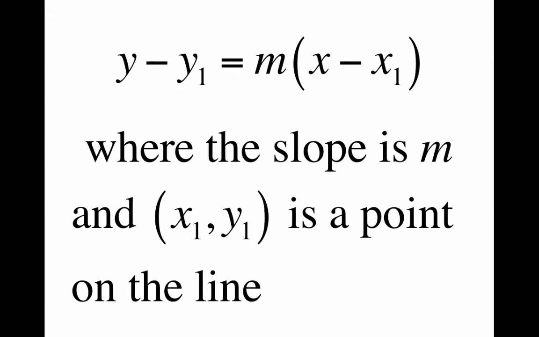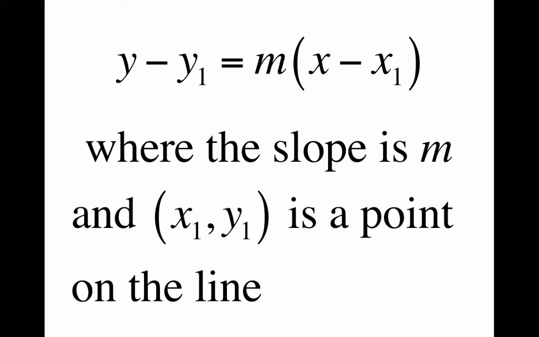Lesson 5.3. The idea is we are writing the equation of a line using point slope form. So here's point slope: y minus y1 equals m times x minus x1, where the slope is m and x1 comma y1 is a point on the line. Like I said in class the other day, this is another way to write the equation of a line. It's perfectly valid. We're going to practice this way in 5.3.